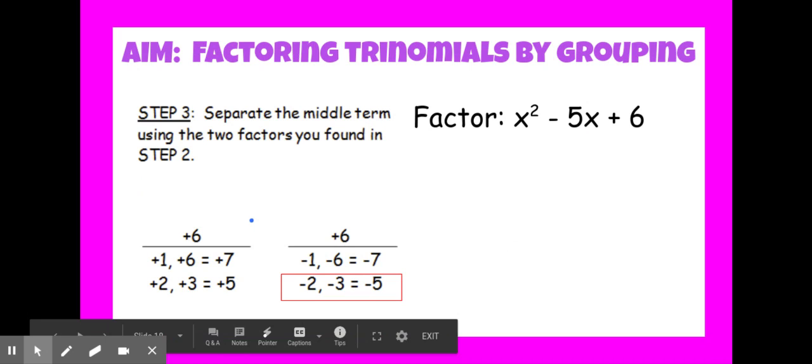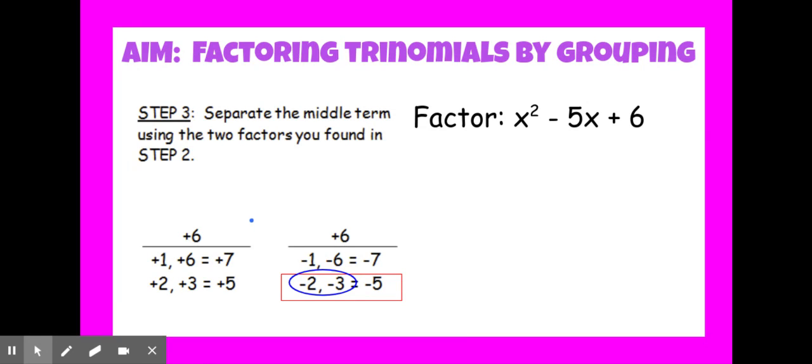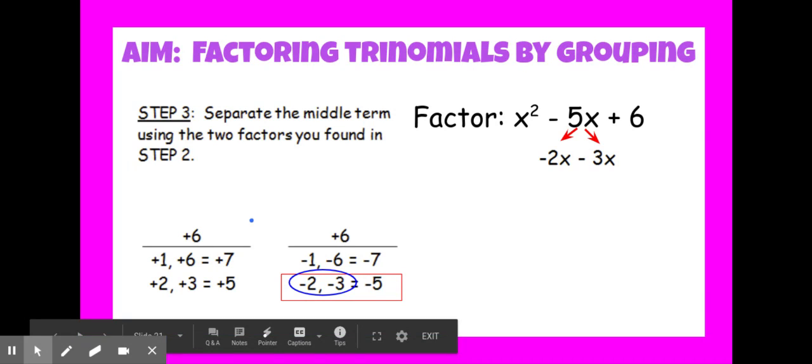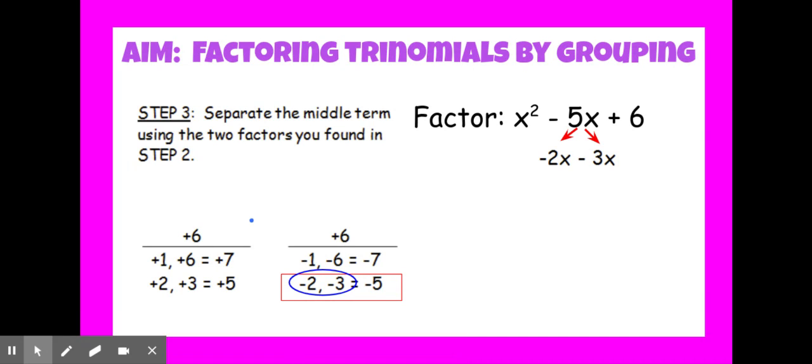Now on to step 3. We're going to use those two magic numbers, the -2 and -3. We're going to separate that middle term, -5x, so we draw two arrows and we're going to separate it into -2x and -3x. So it's important to make sure you have the signs there and you bring it down with x's next to them. The next step would be to bring down your x squared and your 6.